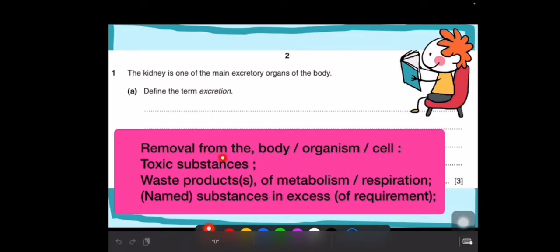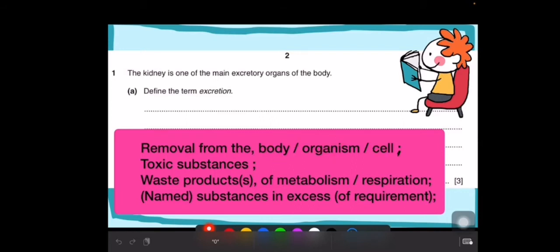Okay, removal from the, ada koma, body or organism or cell. Lepas tu ada semicolon. Okay, ni sebenarnya bukan double macam ni. Dia sebenarnya adalah semicolon. Sorry, teacher salah typo kat sini. Dia sebenarnya macam ni. Okay, dia semicolon. Okay, setiap semicolon ni merujuk kepada satu markah, satu marking point. Setiap kali ada koma, salah satu ayat dekat sini kena ada, dan salah satu daripada ni kena ada.